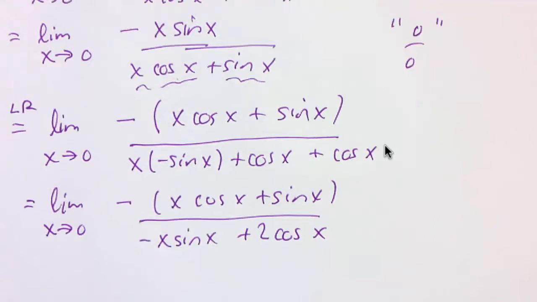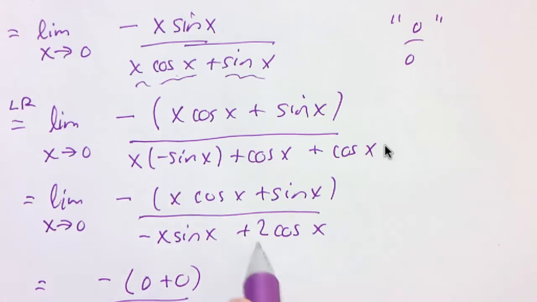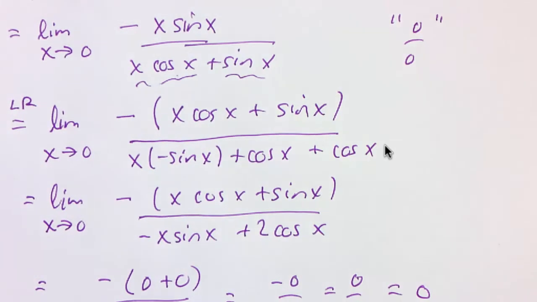But now look at what happens when we plug in 0. We can direct substitute. We get minus 0 plus 0. Sine of 0 is 0. Minus 0 plus 2 times the cosine of 0, which is 1. So this is negative 0 over 2. Well, negative 0, of course, is just 0. 0 divided by 2 is still 0. So finally, in this last step, we went to something that wasn't indeterminate. We've got 0 over 2. Right? And that's definitely 0.